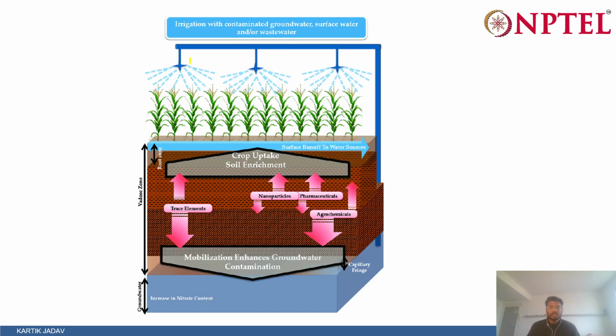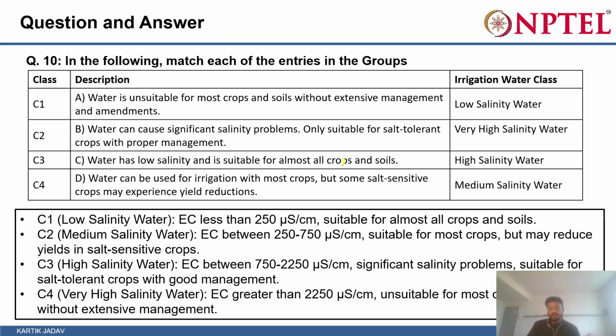So this is about irrigation with contaminated water, surface water and wastewater. How is it impacting the overall nutrient balance? It might also help to take up essential nutrients, but there is also a problem related to the leaching down of emerging contaminants or heavy metals.